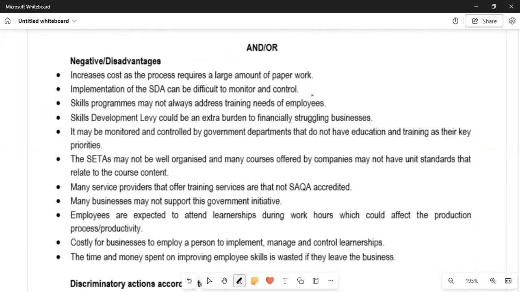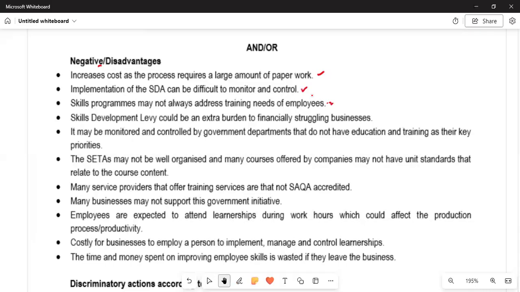It increases cost, as the process requires a large amount of paperwork. So that paperwork that you're going to go through will come with a cost. The implementation of the SDA can be difficult to monitor and control. It's very difficult to control whether businesses are complying with this act or not, because some businesses may cheat, whereby the programs they are offering are not responding positively to the needs of these employees. So that is why it becomes a disadvantage.